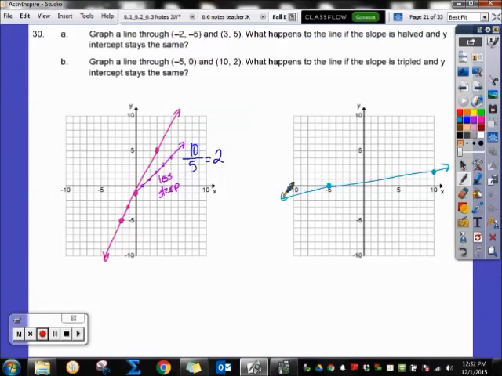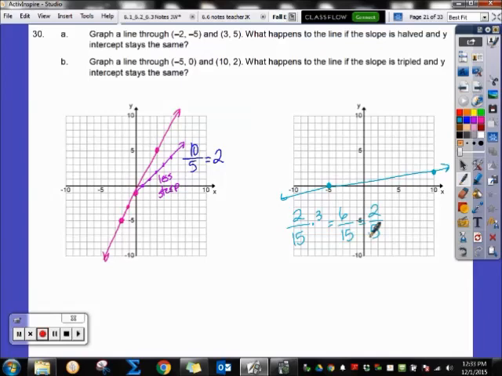Now I'm going to count my slope. Up 2 and then right 1, 2, 3, 4, 5, 6, 7, 8, 10, 11, 12, 13, 14, 15. So I went up 2, right 15. And if I triple that, so that means I'm going to multiply times 3, that will be 6 over 15, which reduces to 2/5.